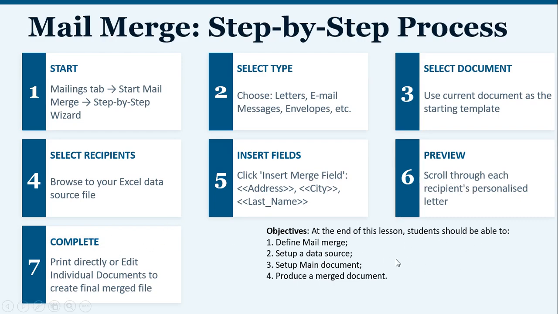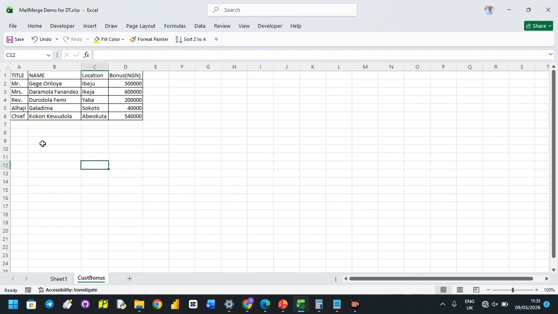Now let's go to the entire thing here. So here is the data source. In this data source, I intend doing a mail merge with this data. This is just for a sample. You could have 100 persons that need to have the letter or to have the mail. So in this demo, we have the title, we have the name, we have the location, we have the bonus for each person, and we intend communicating this through a letter to each person.